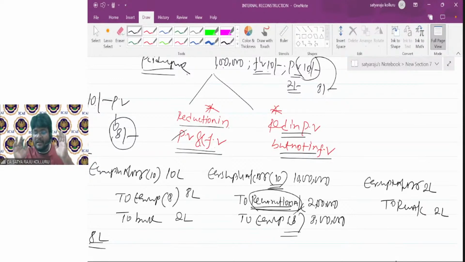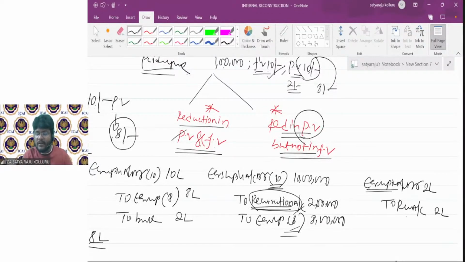Don't cancel the existing face value and no need to credit the new face value. Why, sir? Existing face value, how much? 10 rupees. New face value also how much? 10 rupees only. Because there is a reduction in paid up value. We reduced the paid up value, but not the face value. That's why no need to create the new face value, no need to cancel the existing face value. That's why I'm not thinking about the 8 rupees per share. I'm only thinking about 2 rupees per share. That is equity share capital account debit to reconstruction account. If you wrote that, then that is enough.